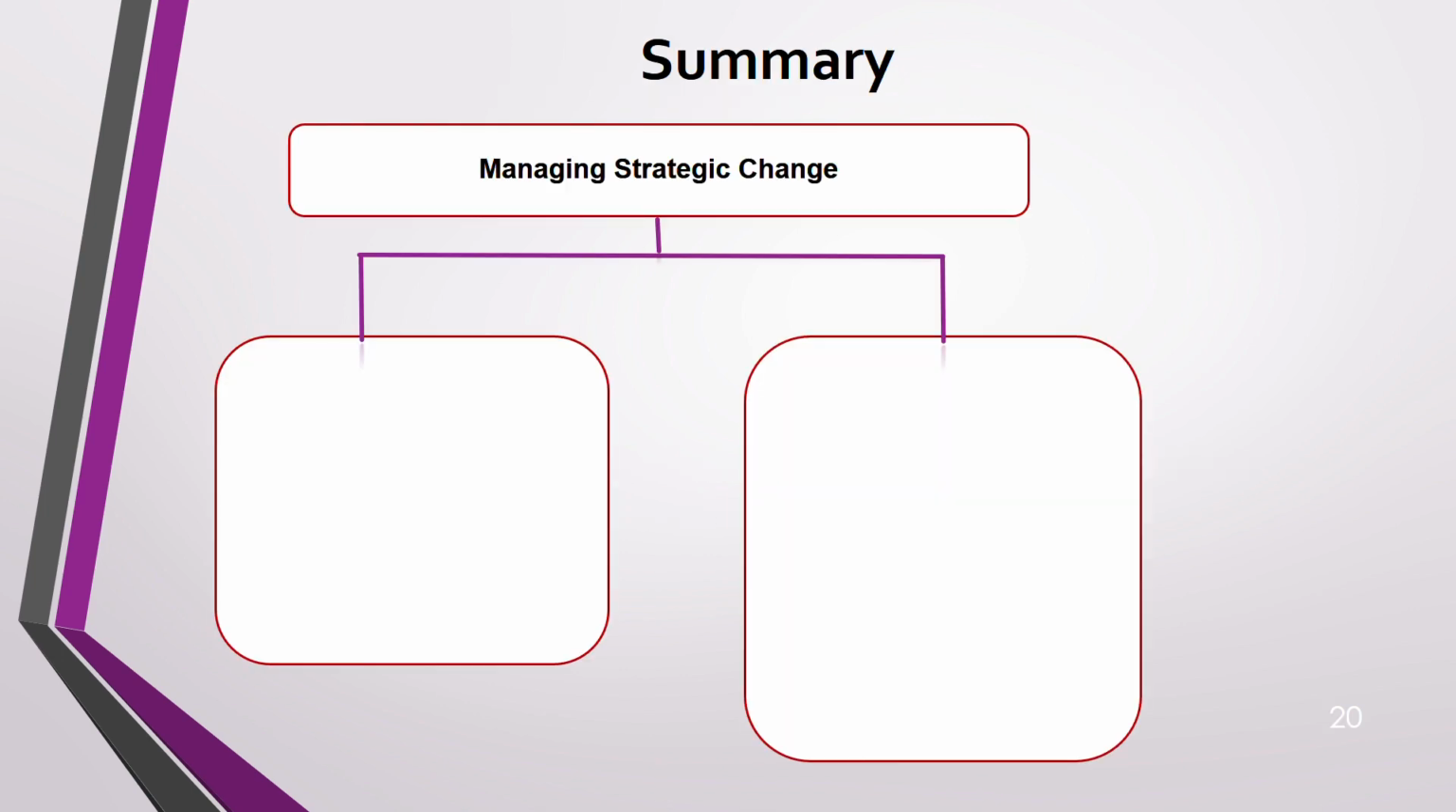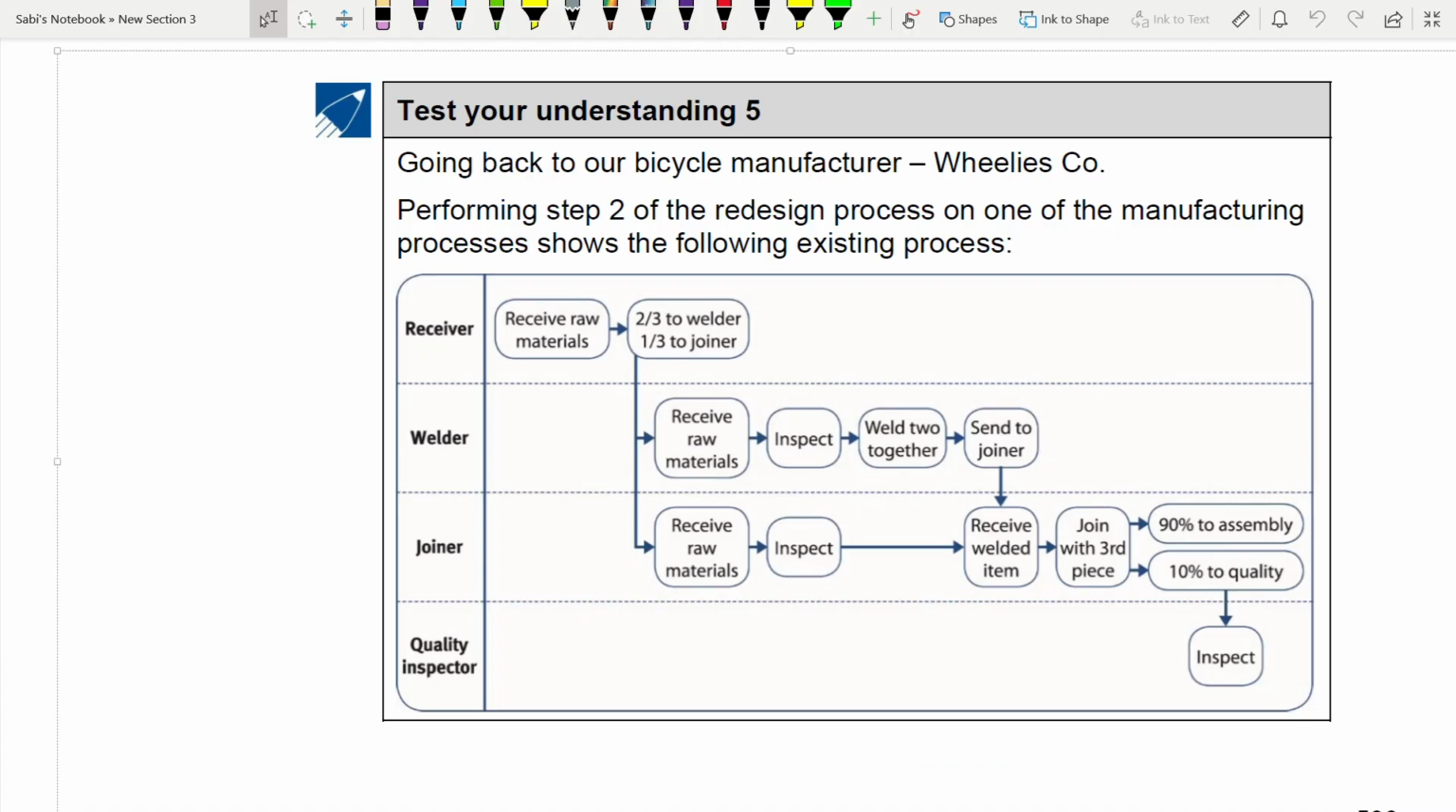So before we go on to the summary, okay, we are over with this lecture. We have to do a question on process improvement. So let's go and do that first before we summarize everything. Test your understanding 5. Whenever a process improvement question is given in the exam, it would be given like this, right? In a diagram form.